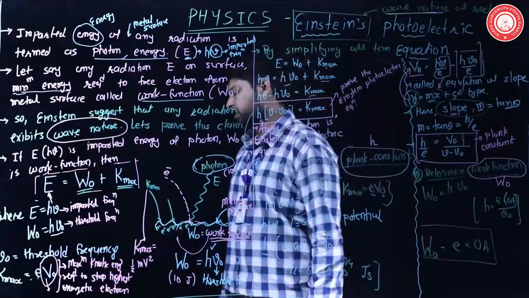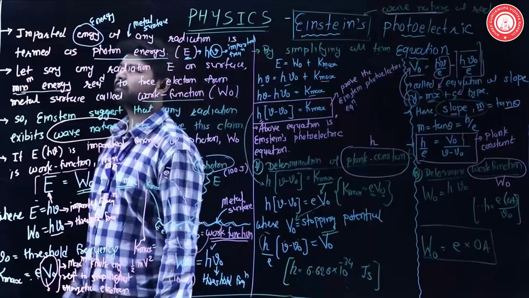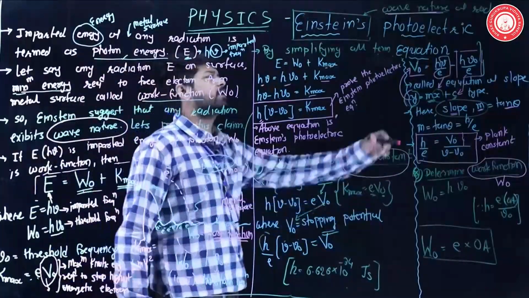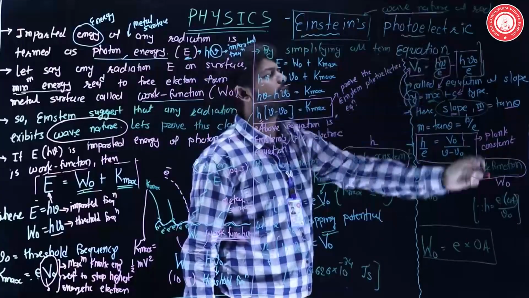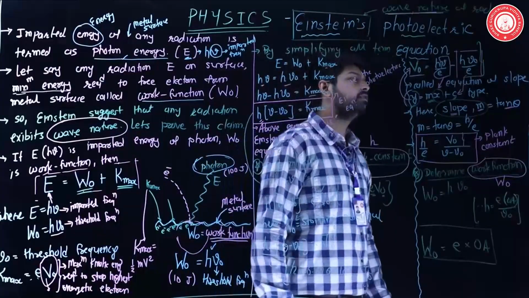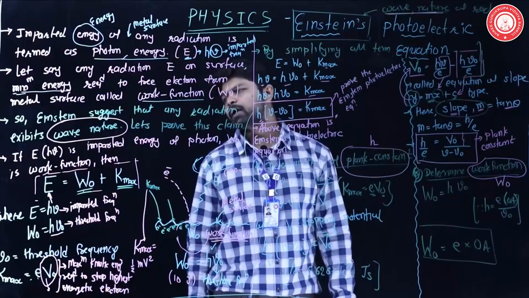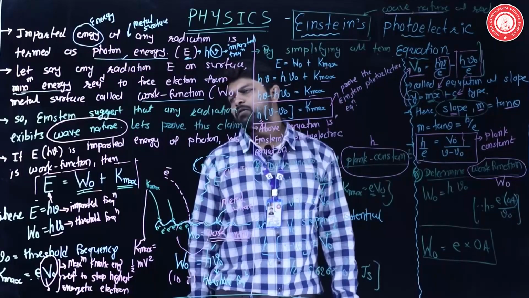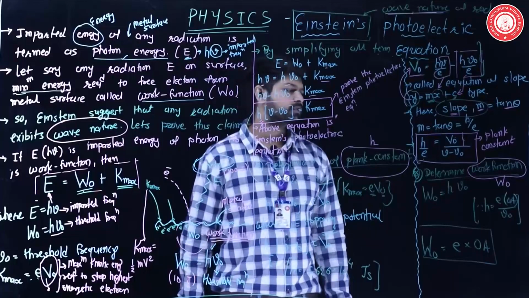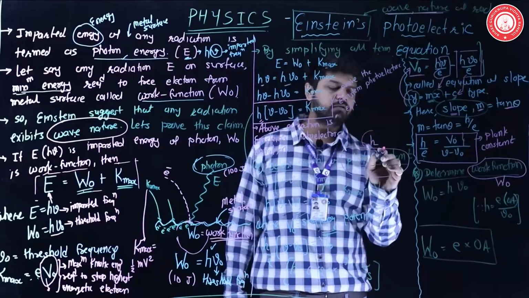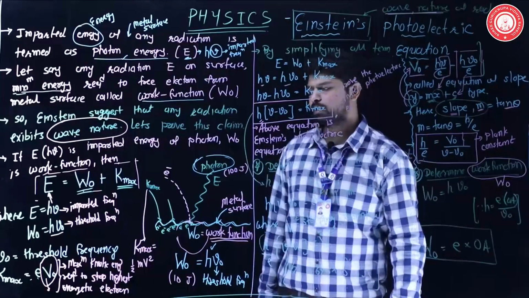See, Einstein already suggests that the radiation exhibits only and only wave nature. But after some time, two scientists named Davisson and Germer exhibited the particle nature of matter. So it will further come with theory. As I told you, H over here is my Planck constant.